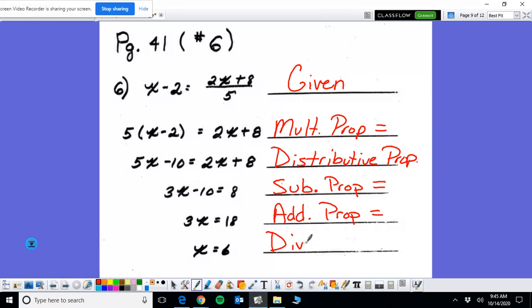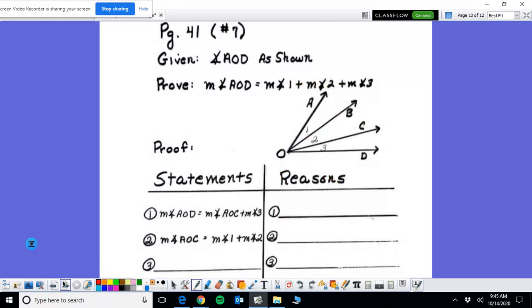So pretty easy, these algebra ones, justifying the steps. But it does get you in the right zone. Once again, these links from this one to that one and our reasons. So now we're going to get more to the proof looking stuff. So this is number 7 on page 41.